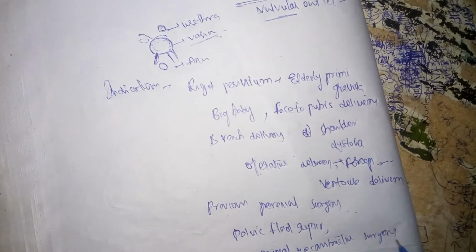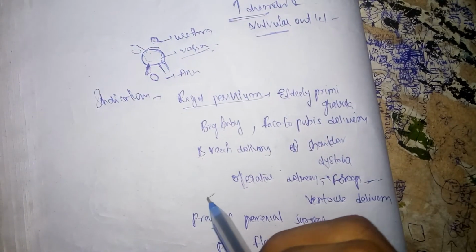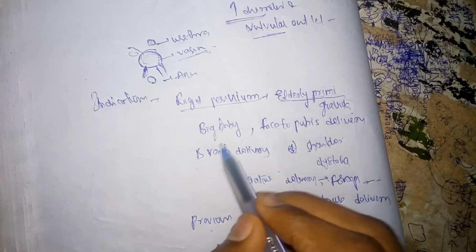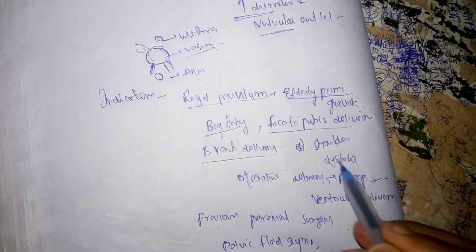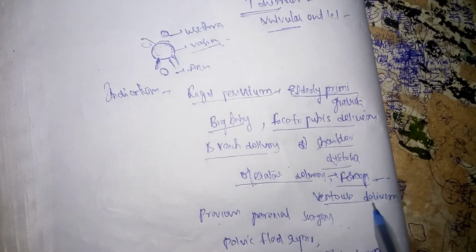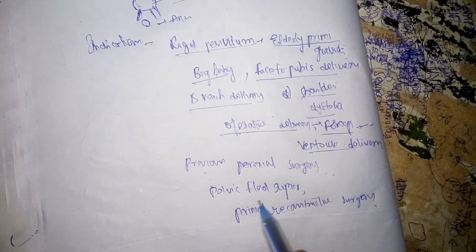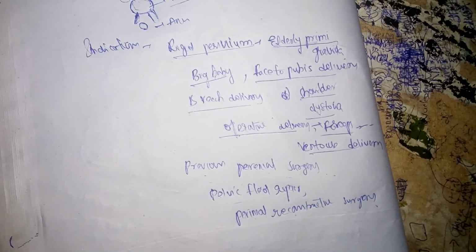These are all the indications of episiotomy: rigid perineum, which is usually seen in elderly primigravida, big baby, face to pubis delivery, breech delivery, shoulder dystocia, operative delivery like forceps delivery and ventouse delivery, previous perineal surgery, pelvic floor repair, and perineal reconstructive surgery.